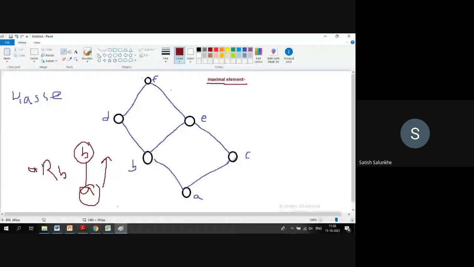So which is that element? What is that element in this Hasse diagram that is the maximal element? Sir, a little bit confused, sir. Yeah, tell. Repeat.